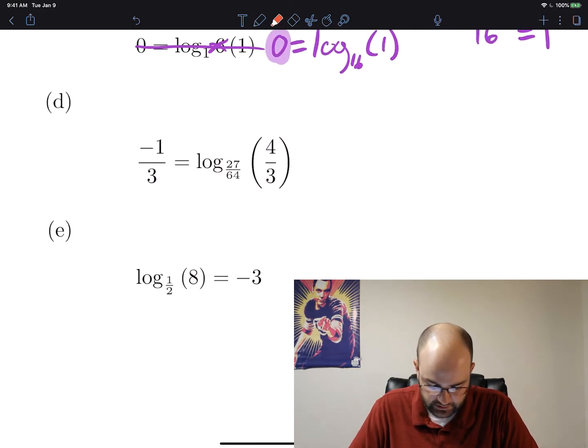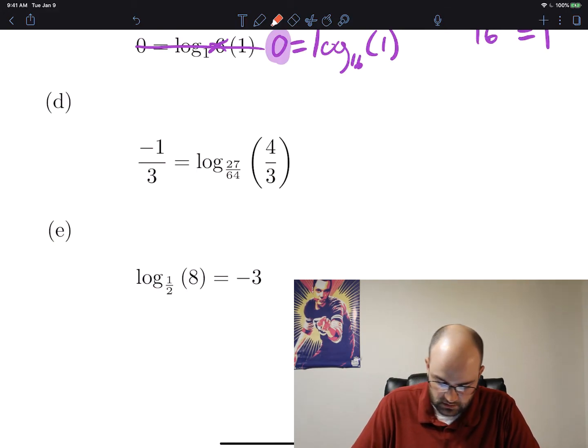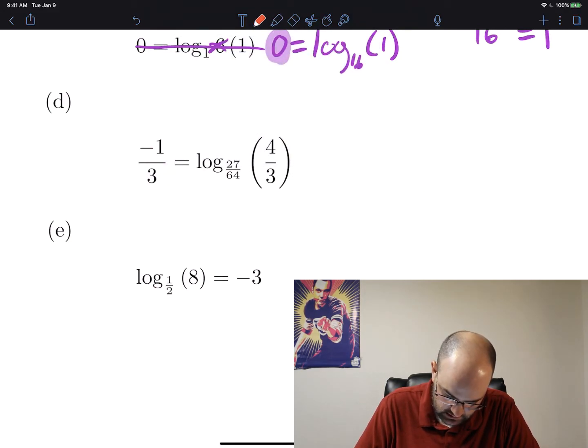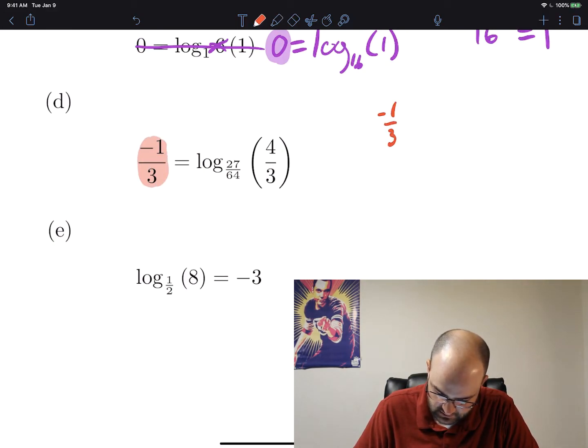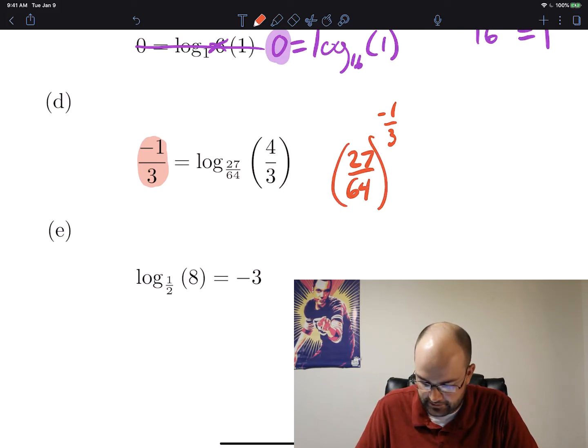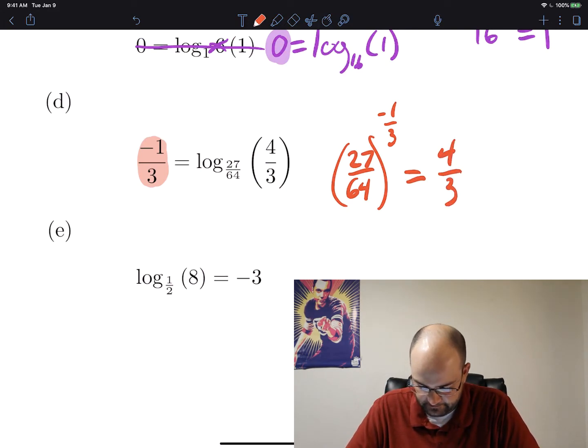For the next one, negative 1/3 is equal to log base 27 over 64 of 4/3. Well, what this is equal to is negative 1/3. So that's going to be the exponent. The base is whatever the base is right here, which is 27 over 64. But because that's a fraction, let's go ahead and use parentheses around that, is equal to the argument of 4/3. Good deal.